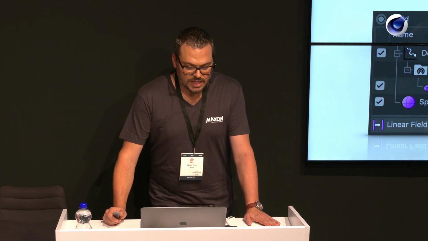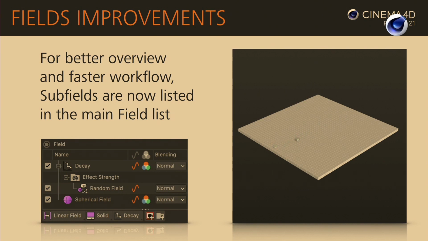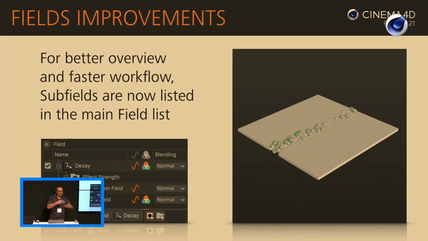So, for a better overview and faster workflow, the subfields are now, like in the object manager, in the list, so you see them. If you have a subfield, you directly see it, because sometimes you get a scene from somebody and you're like, why is this happening? There's no field for that, and you don't see it because you have to select another field and then you see it in a tab, and that was sometimes a bit complicated. So now you see everything that is there, even a subfield, and it's just parent and child like you know it from the object manager.